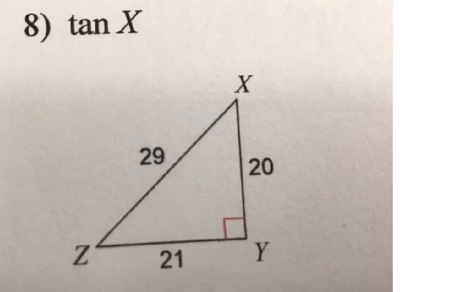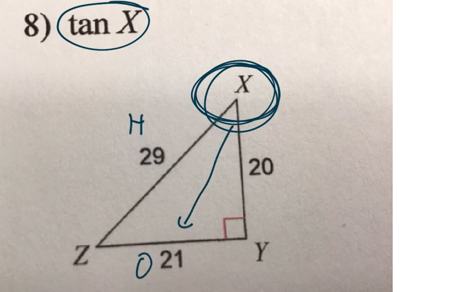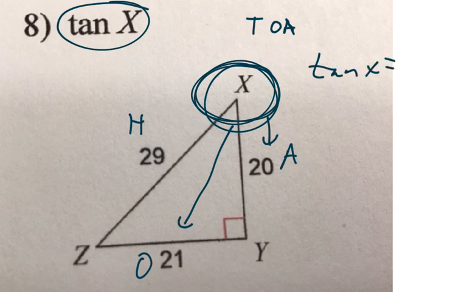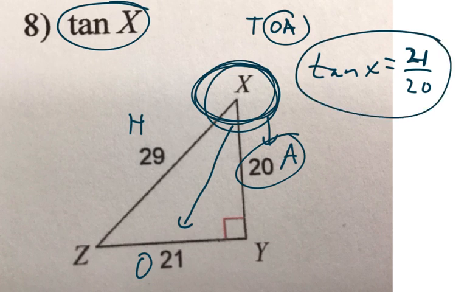One more. They want the tangent of x. Step 1, find the angle. Here's x up here. Next, step 2, label your sides. Hypotenuse, opposite, adjacent. According to TOA in SOHCAHTOA, the tangent of x is going to be OA, which is 21 over A, which is 20. And 21 over 20 can't be reduced, and we're done.